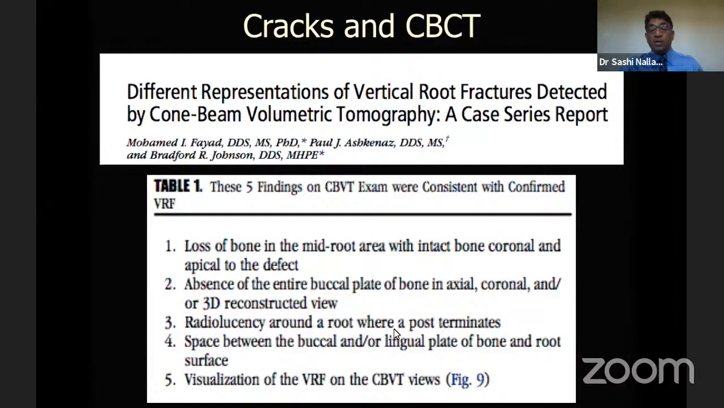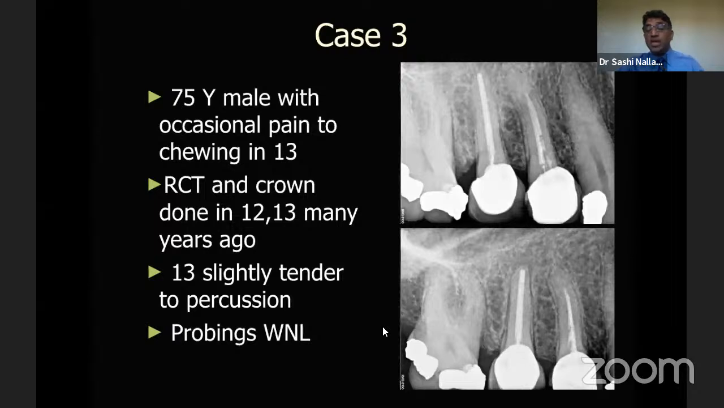Radiolucency around a root where a post terminates. Space between the buccal or lingual plate of bone and the root surface. So in other words, there's some space between the alveolar, the buccal plate and the root surface itself. And rarely you can even visualize the crack on the CBCT view. So these are some of the things that you can see. And I'll show you some cases where this can work or it may not work.